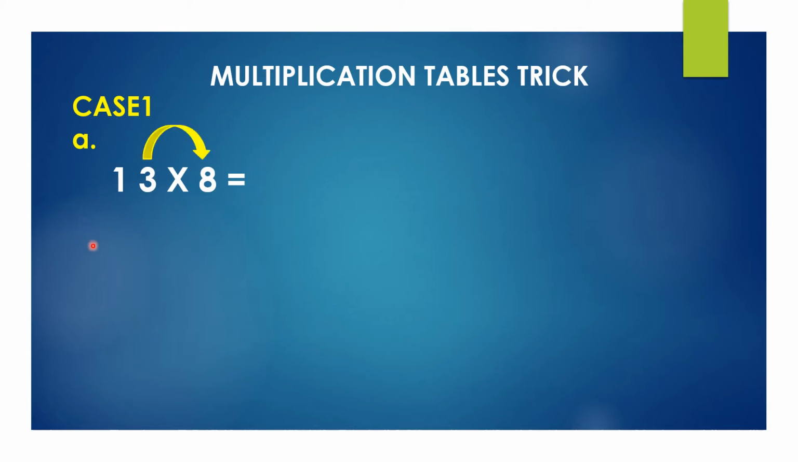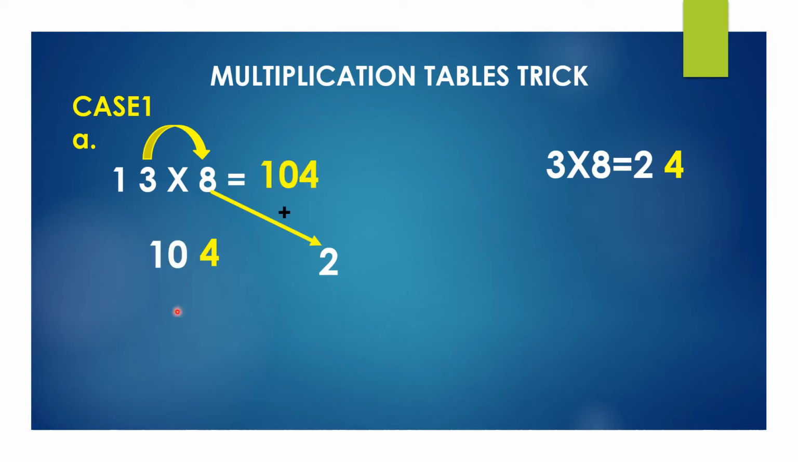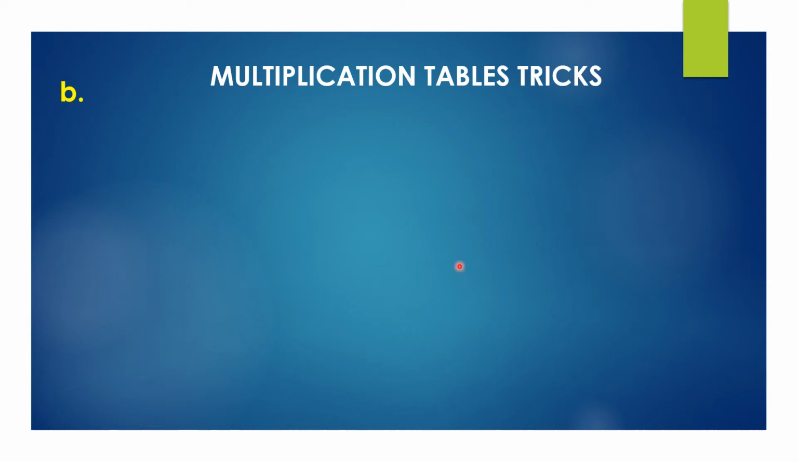First step, you multiply 3 eights are. We all know 3 eights are 24. In order to differentiate, I have taken yellow color for the ones place and white color for the tens place. So just exactly under 8, you write the ones place digit 4. To 8, you add the number 2, the tens digit of 24. So 8 plus 2 is 10. So 13 eights are 104.